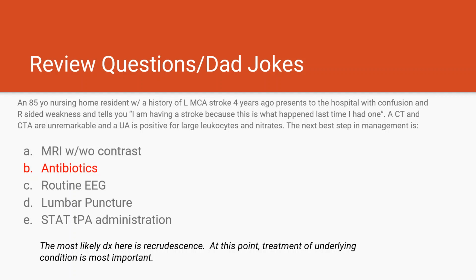So the key to understanding this question is knowing that she's having the same exact deficits as she did in her previous stroke, and this is in the setting of a new infectious or metabolic insult such as a UTI. Furthermore, CT and CTA imaging are unremarkable. So treating the underlying condition, in this case with antibiotics, should result in complete resolution of her neurologic symptoms.